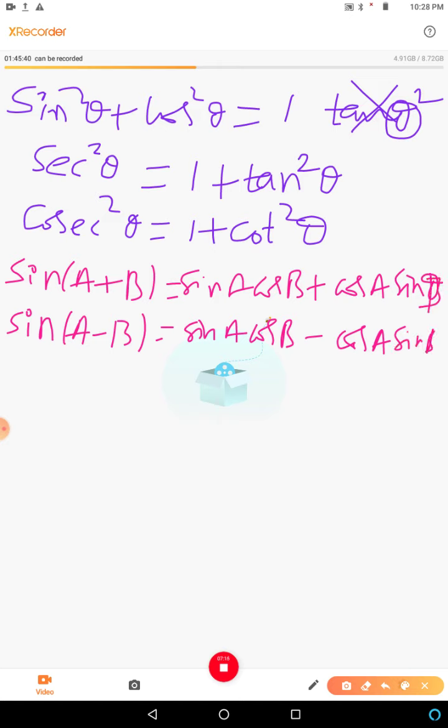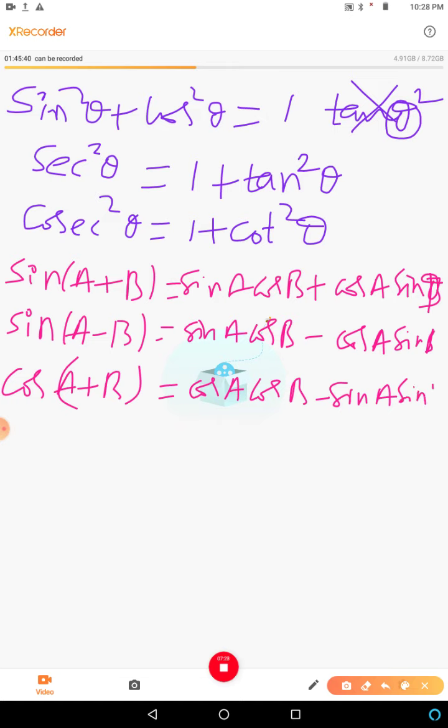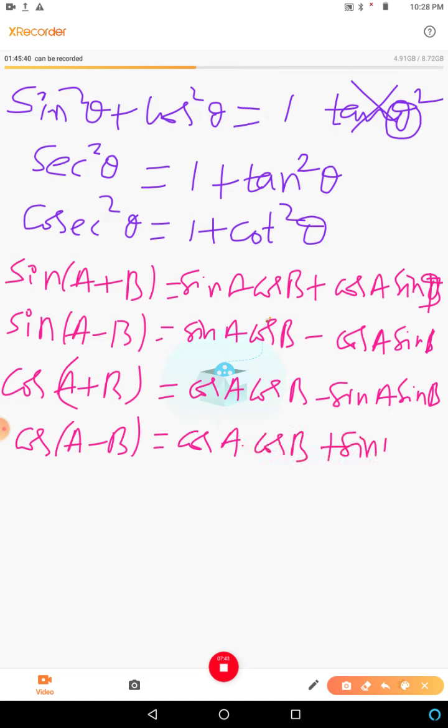In the same manner, cos A plus B will be equal to cos A cos B minus sin A sin B. And cos A minus B will be equal to cos A cos B plus sin A sin B.